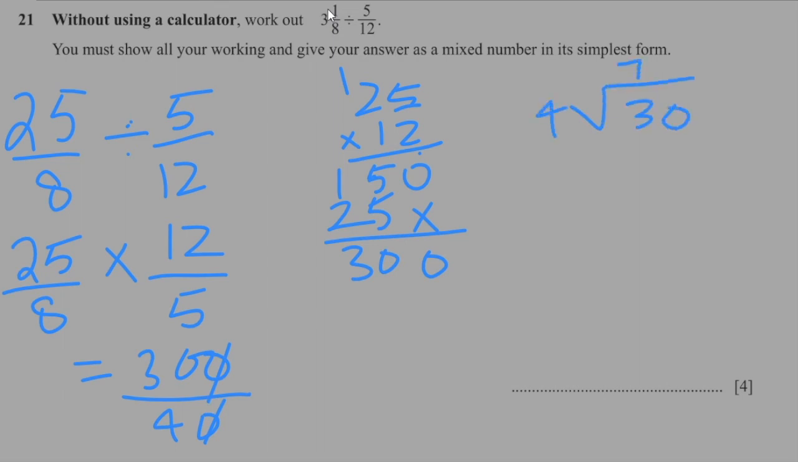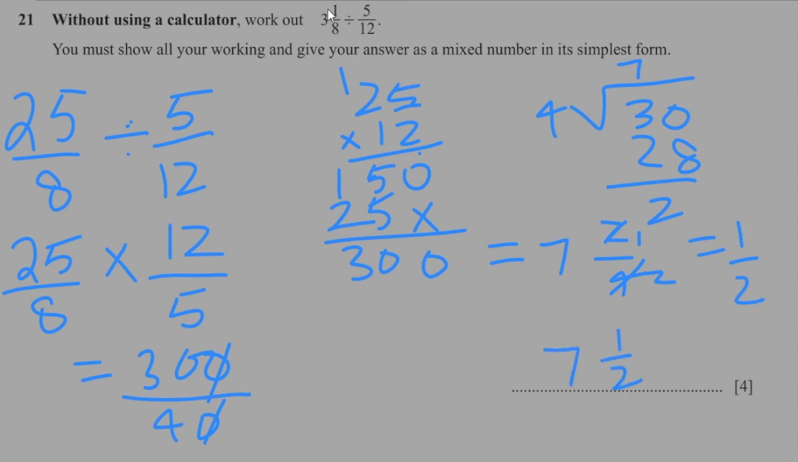So 4 sevens are 28, remainder is 2. So we have the improper fraction as 7 and 2 by 4. 2 ones are 2 and 2 twos are 4, which is equal to 1 by 2. So we have the answer as 7 and 1 by 2 as the final answer.